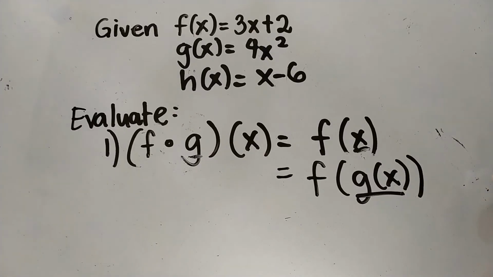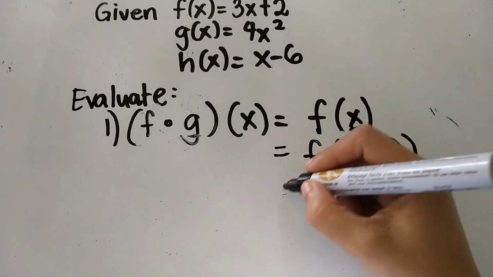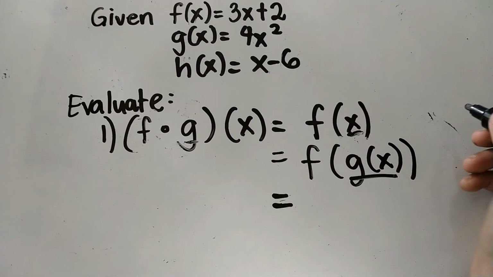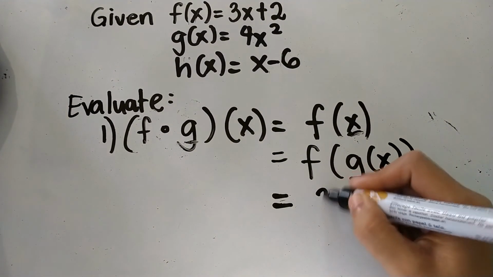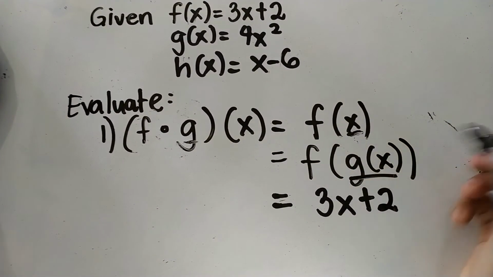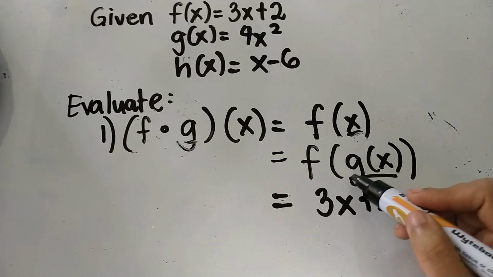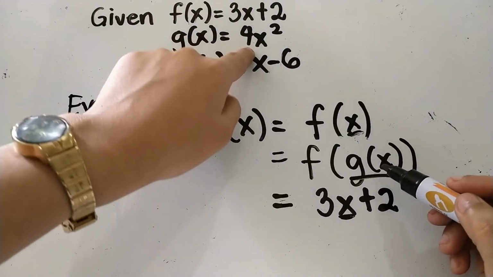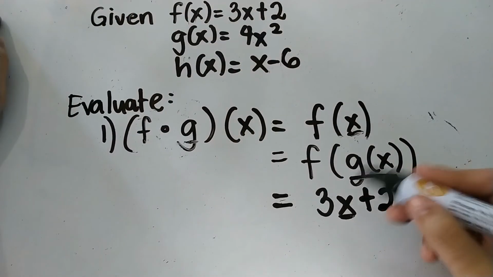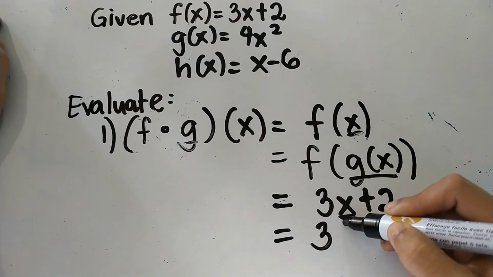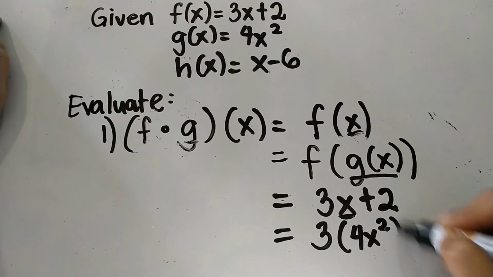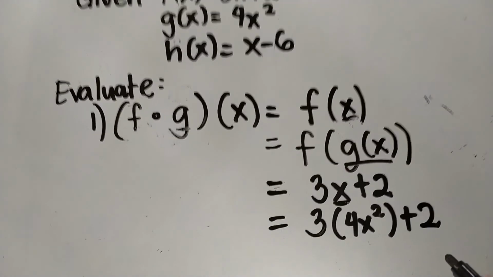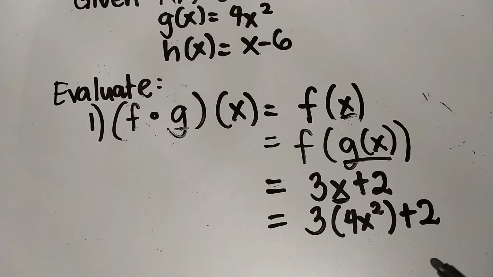So, isa-isahin natin. Paano? Sagutan na natin itong problem. So, what is f of x? Sulat na natin si f of x. It's 3x plus 2. Sabi ko nga kanina, lahat ng x na makikita natin kay f of x, which is this one, papalitan natin ng value ni g of x. What's the value of g of x? It's 4x squared. 3 times 4x squared plus 2. Yan. So, wala na naman tayong space.